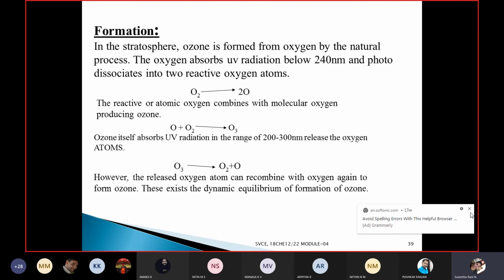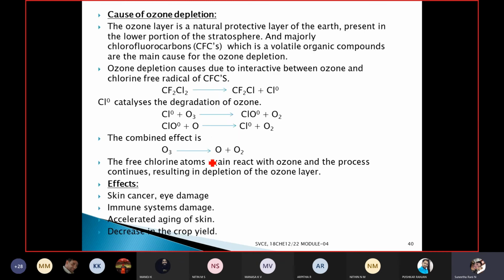How is it formed? We have seen the formation of ozone in the stratosphere, in detail here. It goes from oxygen to atomic oxygen to ozone. So next, what is the cause of ozone depletion?